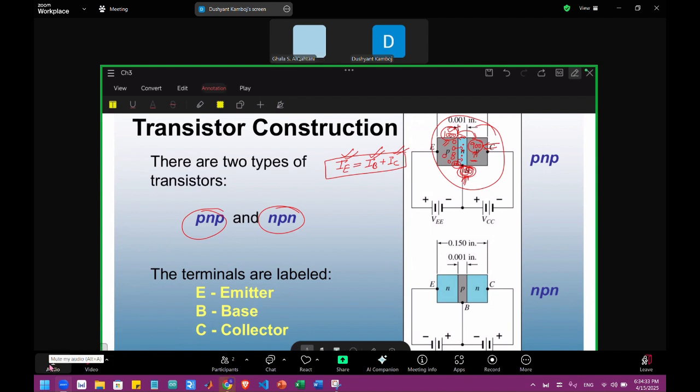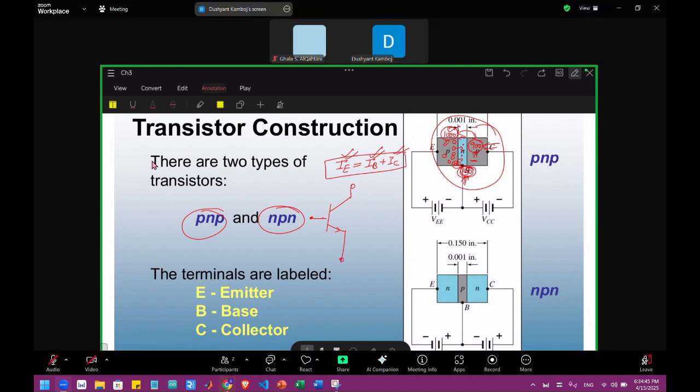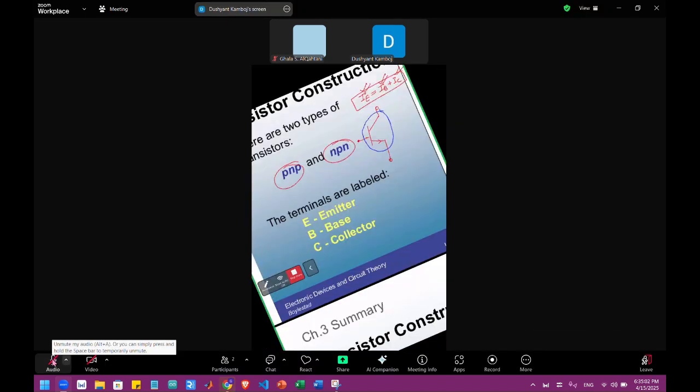Right, Gala? So what is the meaning of PNP and NPN? See, basically how can we decide, this is the symbol of a transistor. How will you decide that this is PNP or NPN? Did you see this symbol? How do you decide this is a PNP or NPN transistor? Can you tell me?